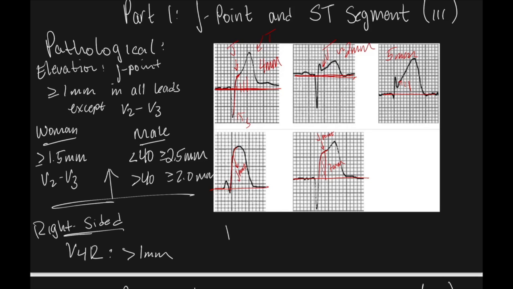The other 12 lead that we can do is the posterior 12 lead. And in the posterior 12 lead, in leads V8 through V9, we need greater than 0.5 millimeters of elevation.